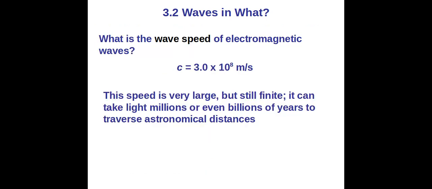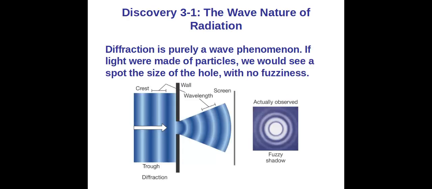Speed of electromagnetic waves, and this is the speed of all electromagnetic waves, is the speed of light, which is roughly 3.0 times 10 to the 8th meters per second. Speed is large, but it's still finite, which means it still has a limit. It can take light millions or even billions of years to traverse astronomical distances.